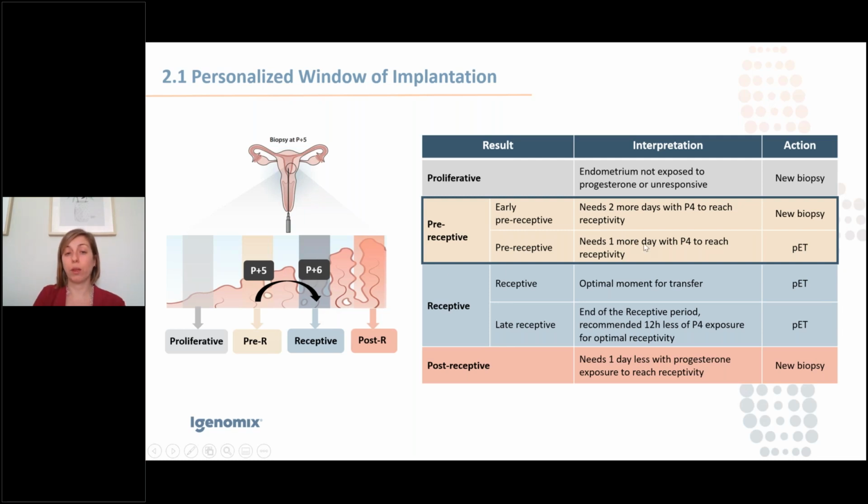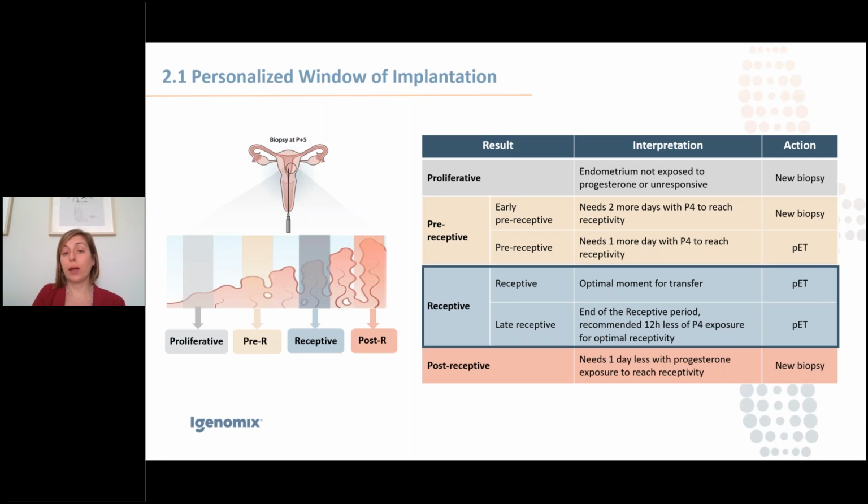On the other hand, we can find a receptive profile that could be optimal receptive, and then we will recommend just to replicate exactly the same day as the biopsy cycle. Or we could have a late receptive profile. This means that we are at the end of the receptive period, and then we are going to recommend to reduce 12 hours of progesterone exposure in order to be in the optimal receptive profile.